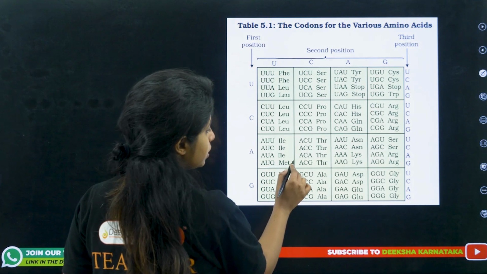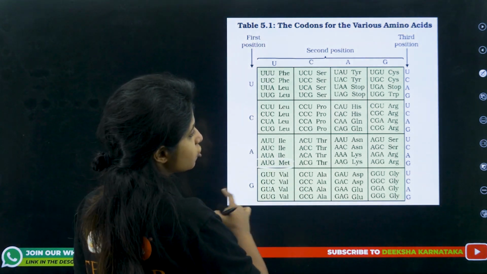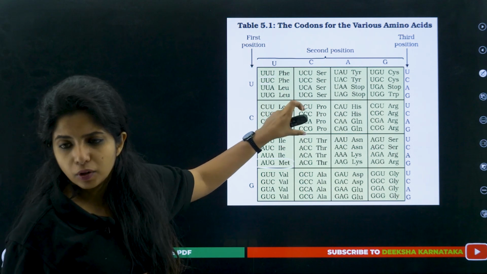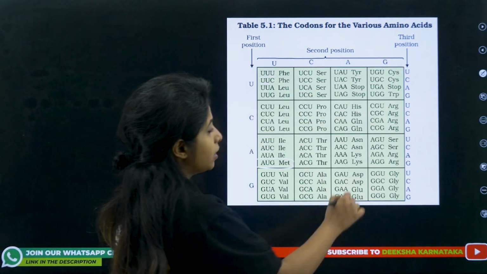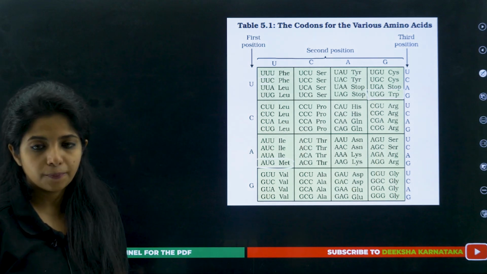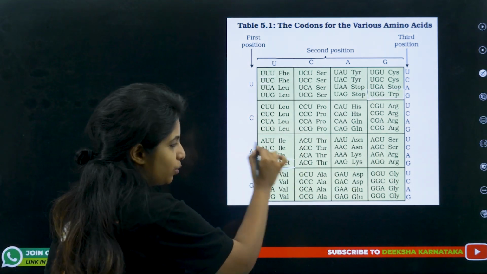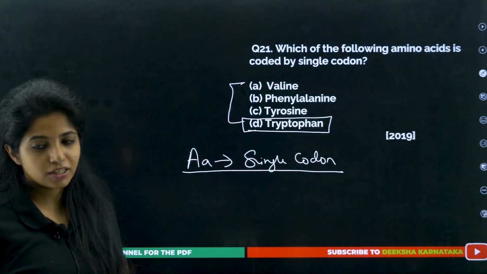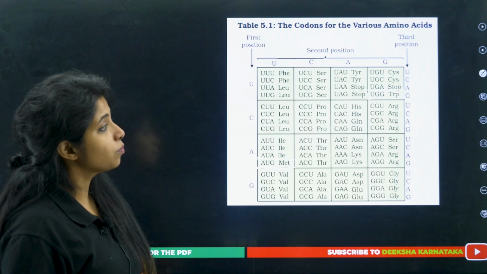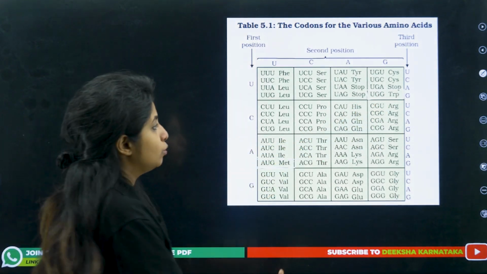So methionine is coded by AUG, and for all of the others, you see there are multiple codons coding for the same amino acid, but tryptophan is UGG, and that's the only amino acid like that. Like methionine, I always tend to forget it, but yes. So the answer is tryptophan. If you can remember the codon, it will be really good. UGG.